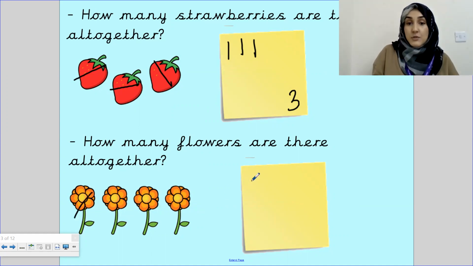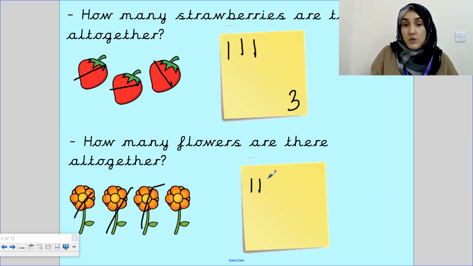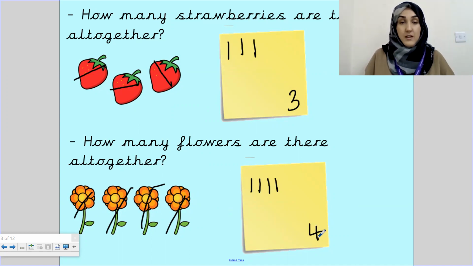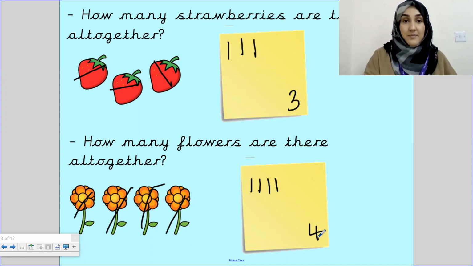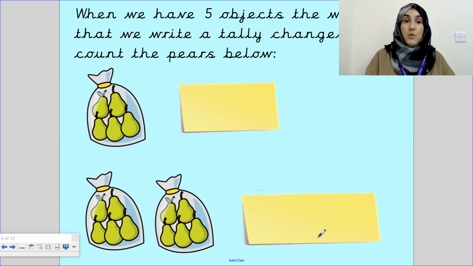I'm going to do them right next to each other. 1, 2, nice and neat. 3, I'm trying to make them all the same size. 4, I have 4 flowers all together. I've completed my tally marks. Tally marks. Well done.